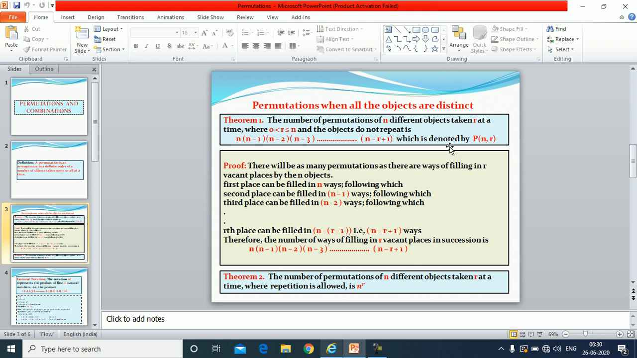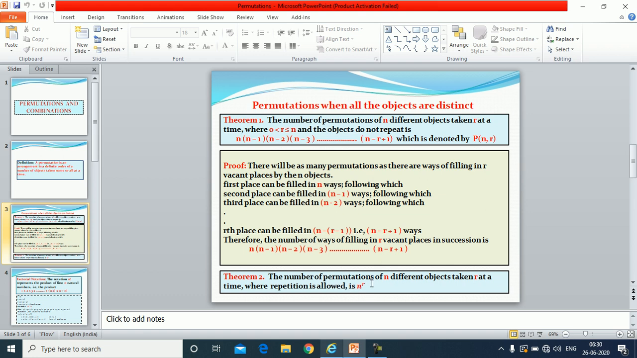Now in the same thing, if we don't put the restriction that repetition is not allowed and we allow repetition, then see what we get. The number of permutations of n different objects taken r at a time where repetition is allowed is n to the power r.